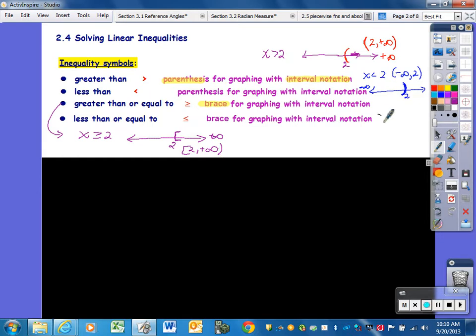So then if I did the less than or equal to 2, again I'm at 2. Less than is to the left, but I'm equal, so I use my brace, not a parenthesis. To the left of 2 are negative numbers, so it's negative infinity. This time I begin left to right, from negative infinity to 2, closed in a brace.